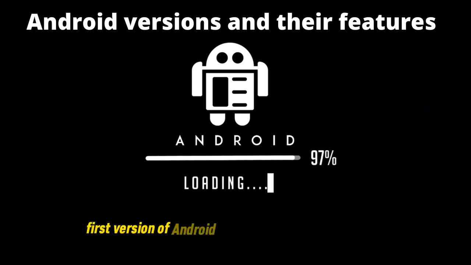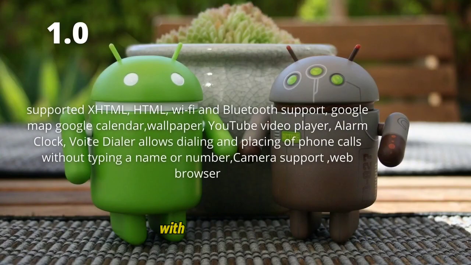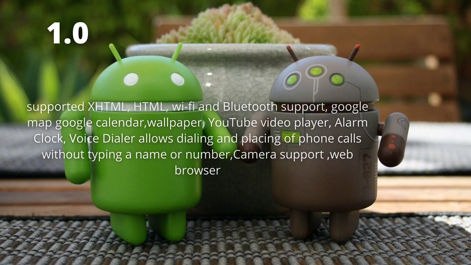First version of Android was released in the year 2008 with its version number 1.0. It supported XHTML, HTML, Wi-Fi and Bluetooth support, Google Map, Google Calendar, wallpaper, YouTube video player, alarm clock, voice dialer, which allows dialing and placing of phone calls without typing a name or number, camera support, web browser, and so on. The API level of this is 1.